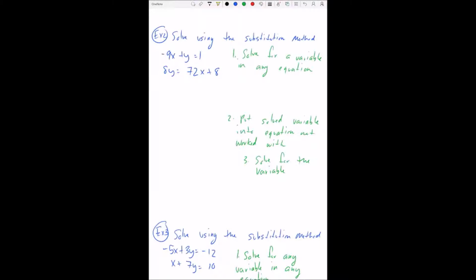Alright, example 2. We're going to solve for the variable using the substitution method. So we need to solve for a variable in any equation. If we take a look at it, both are pretty simple to solve for. But for this example, I'm going to solve for y in the second equation. So we divide everything by 8, and we get y equals 9x plus 1.